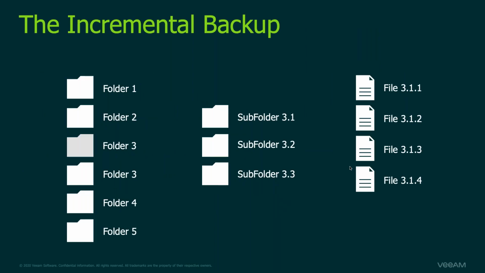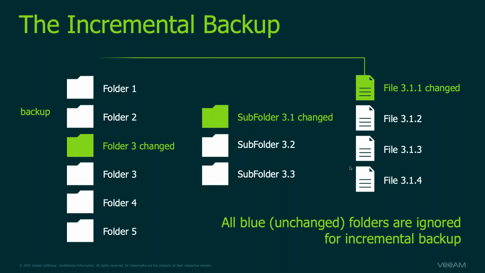So typical file system, folder and file structure. Let's say that file 3.11 has changed, which then in turn indicates that the subfolder 3.1 has also changed and folder 3 has changed. When we come to do that pass of the backup on the schedule, then we're only going to take file 3.11. We don't have to go and walk the whole file and folder structure to understand what's changed, what's new, what's been modified.